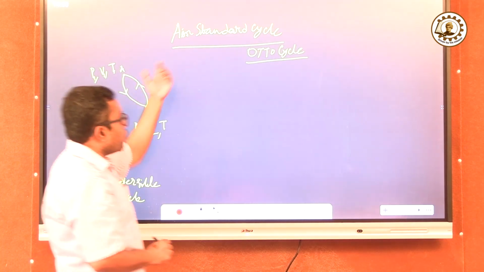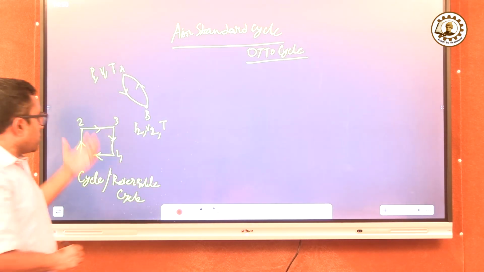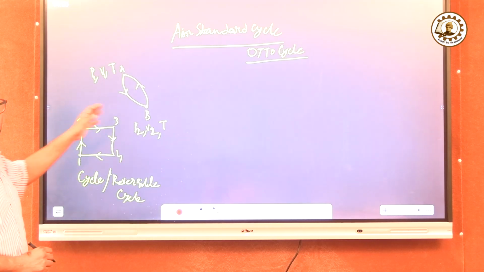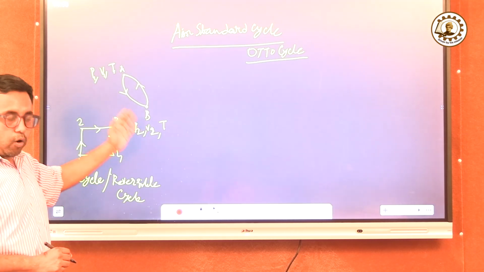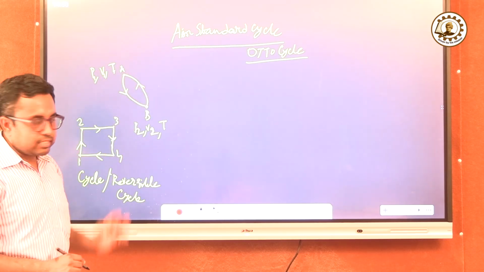Now, why air? Because for the cycle we consider the change of state of a gas, and mainly it is air. For that reason, it is known as the air standard cycle.